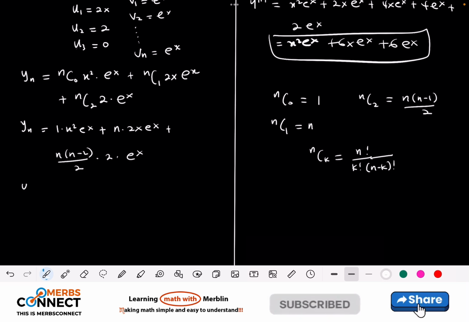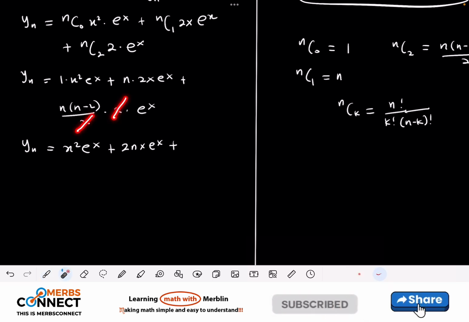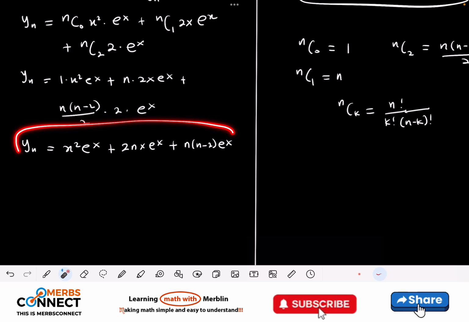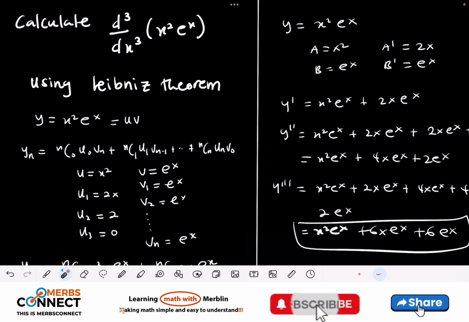Let me try and simplify. yn is equal to x squared e^x plus, when I simplify this, I'm going to have 2nx e to the power x plus, now these 2 will cancel these 2, so I'm going to have n(n minus 1) e to the power x. So this is what I'm going to have, but there is something that I need to do. The question did not ask us to find the nth derivative. The question was telling us to find out what?